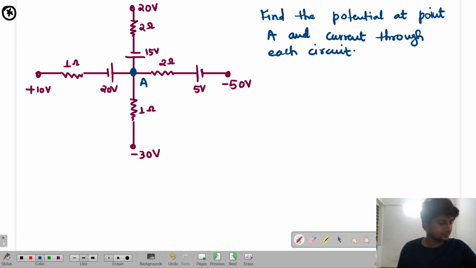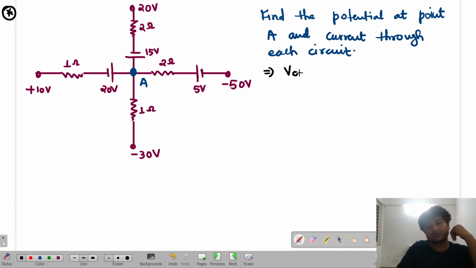Okay? Can you do it? Should I do it? Okay, which principle will I apply? This just looks like a junction principle, or not? Consider this as X potential, isn't it? I can consider this A as what?